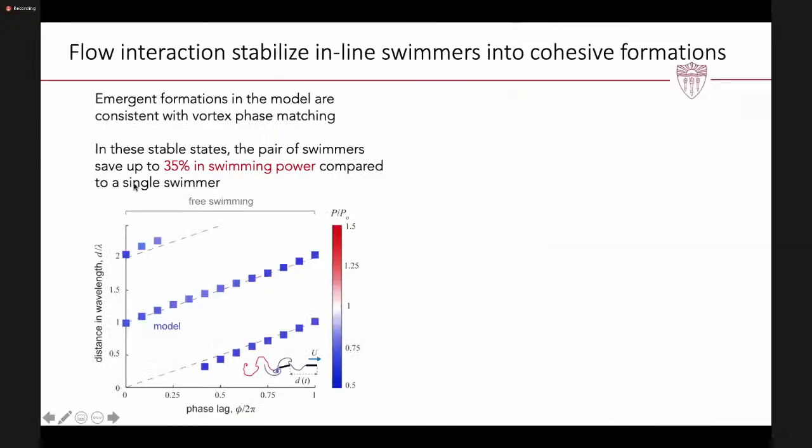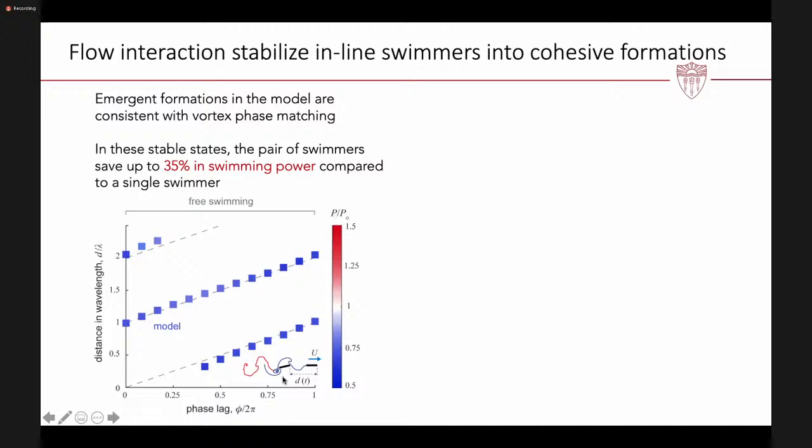But what Sina did here is that he swept over the phase lag, and he looked at those equilibrium distances, and he saw exactly this linear relationship that was reported in the experiments. And because it is a model, you can actually compute the power that is needed by the follower in comparison to swimming alone. So this is the ratio.